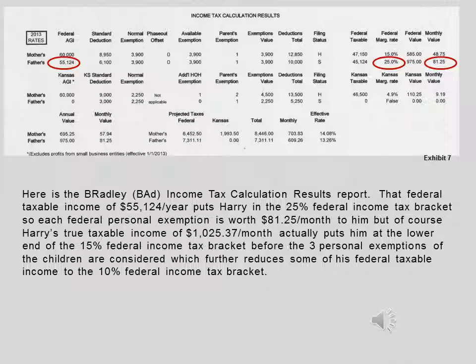But of course, Harry's true taxable income of $1,025.37 per month actually puts him at the lower end of the 15% federal income tax bracket before the 3 personal exemptions of the children are considered, which further reduces some of his federal taxable income to the 10% federal income tax bracket.